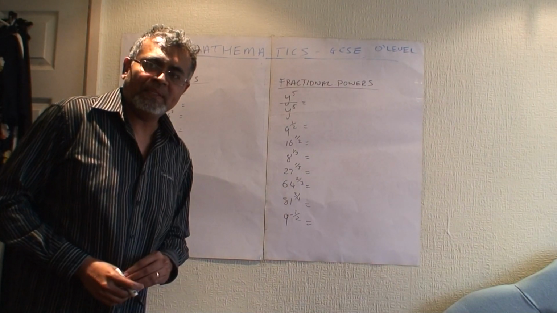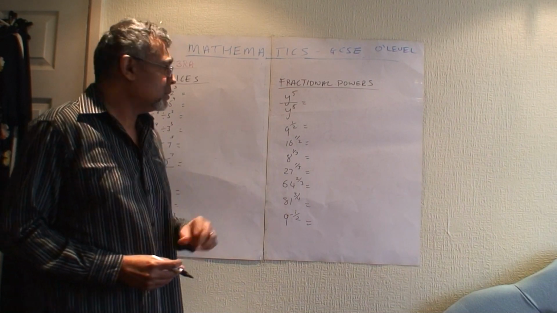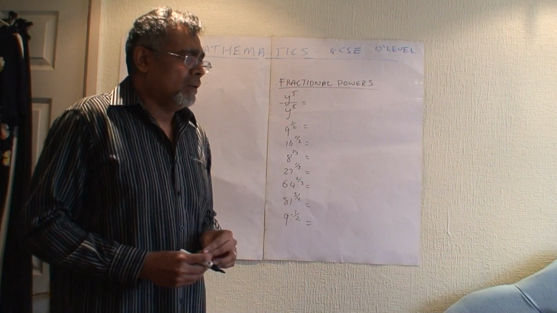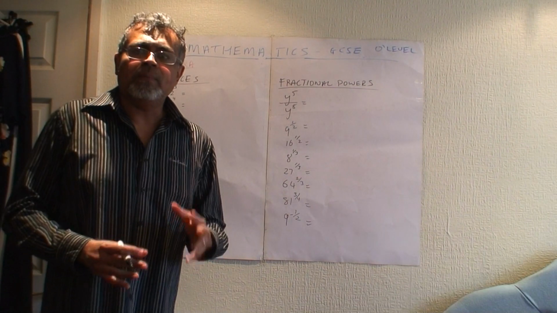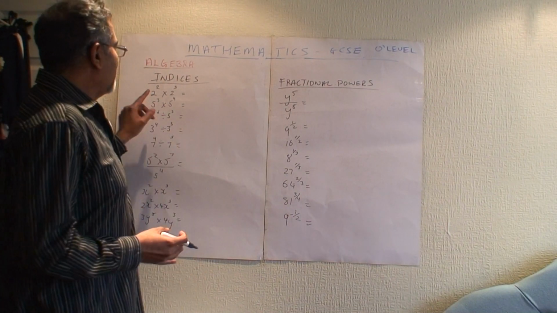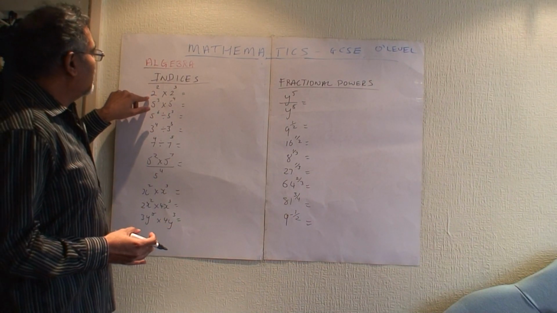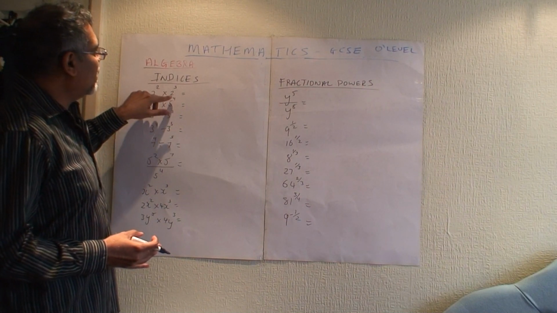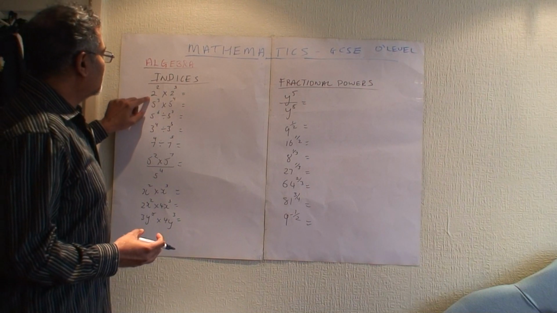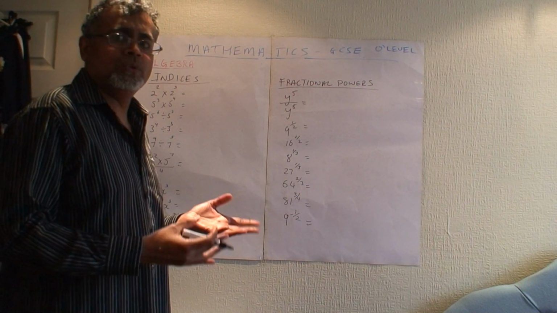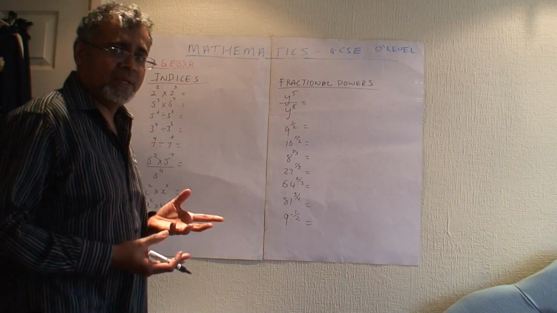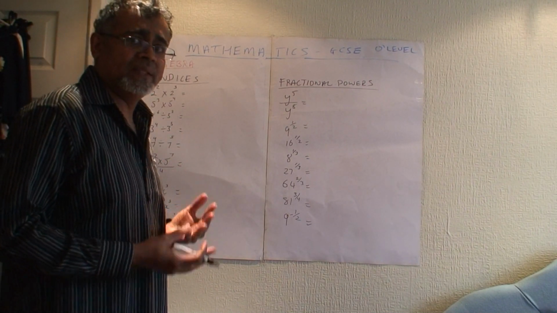Welcome again to another mathematics tutorial, and today we are going to look at indices and also fractional powers. Now when we talk about indices, we're talking about powers. Okay, now we have the first example, 2 to the power of 2 multiplied by 2 to the power of 3. So we know that 2 to the power of 2 is 2 multiplied by 2, and 2 to the power of 3 is 2 by 2 by 2.